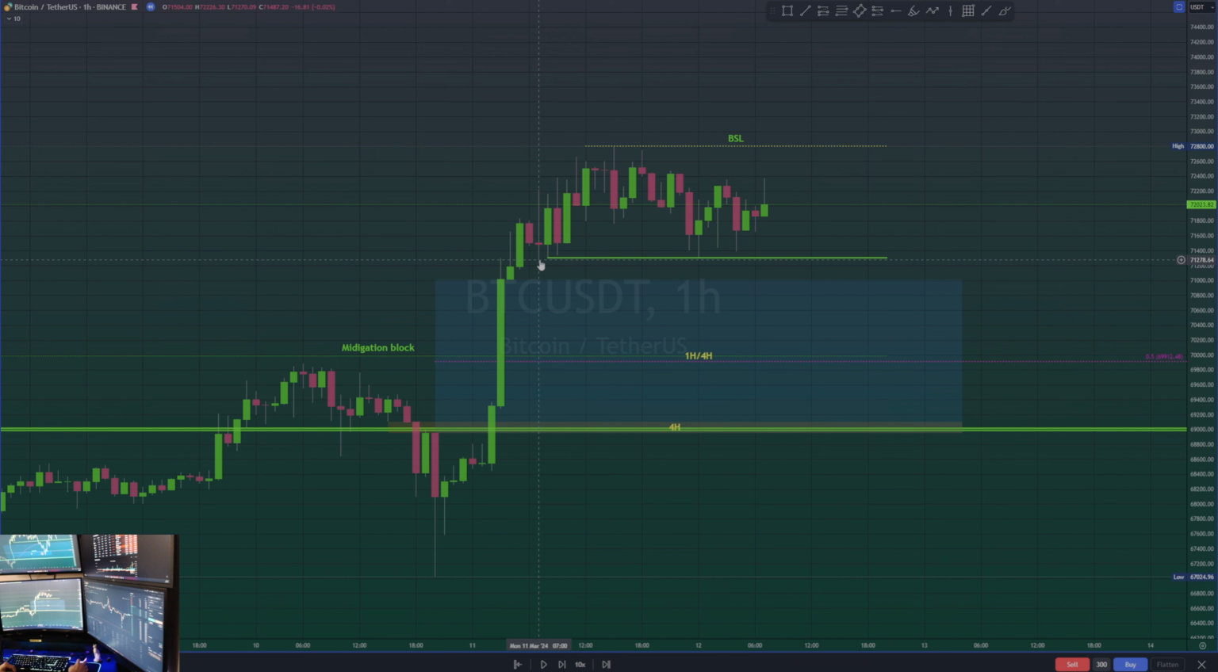Again, we can clearly see the relatively equal lows down here and down here, which represent the sell side liquidity. And again, yesterday's high, which is the buy side liquidity.